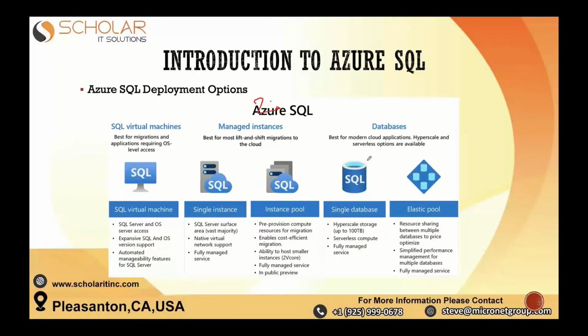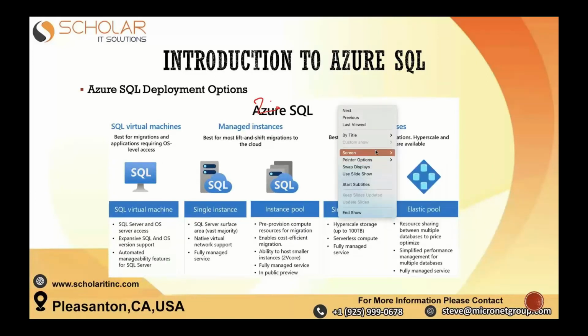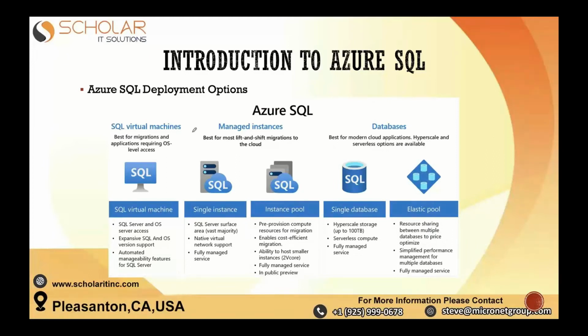All right. Now, what kind of deployment options do we have in Azure SQL? All right. Now we have SQL virtual machines, we have managed instances, and we have database. Now, this database is single database and Elastic Pool. In managed instances, we have single instance and instance pool, and then we have SQL Server in Azure virtual machines. Now, this specific thing here, this is an infrastructure as a service offering.